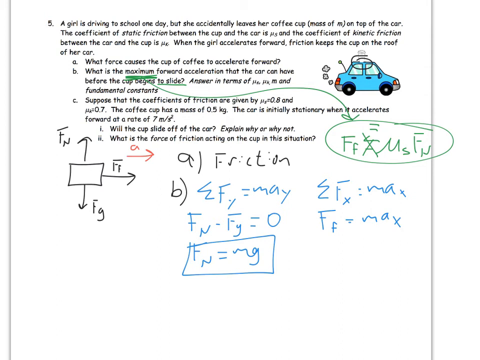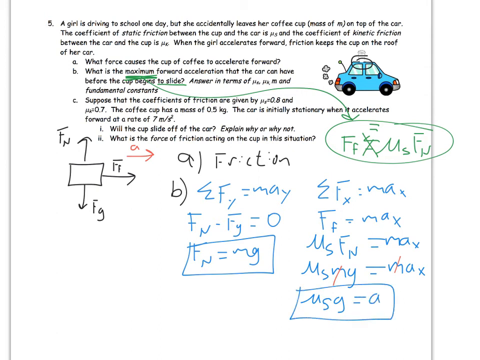So I can make the substitution now that mu s times Fn is equal to m times ax. I know my Fn is just mg, so mu s times mg equals max. The m's divide out here, and what I'm left with is that mu s times g is equal to my maximum acceleration in the x direction.